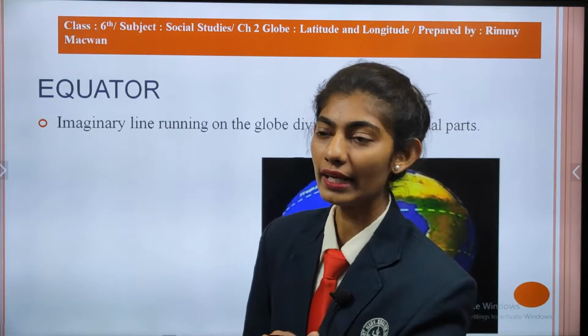Frigid zone. Here the sun does not rise much above the horizon because the sun rays are always slanting and provide less heat. Therefore, the poles will be cold, frozen. So the frigid zone lies between the Arctic Circle and the North Pole in the northern hemisphere, and the Antarctic Circle and the South Pole in the southern hemisphere. So we talked about the three heat zones.